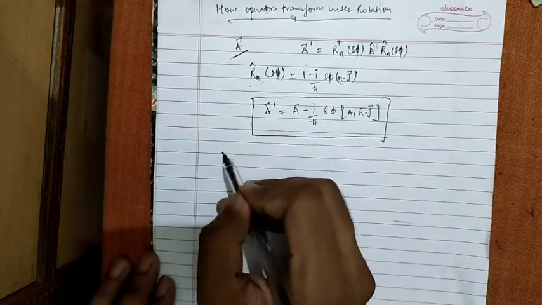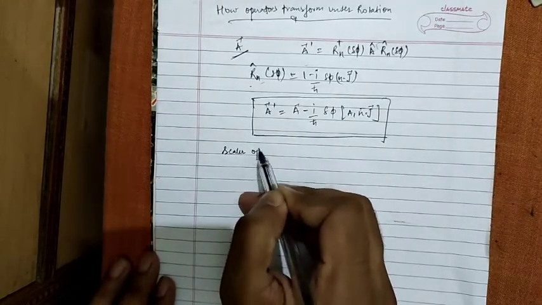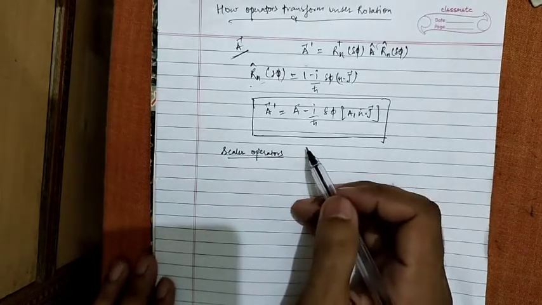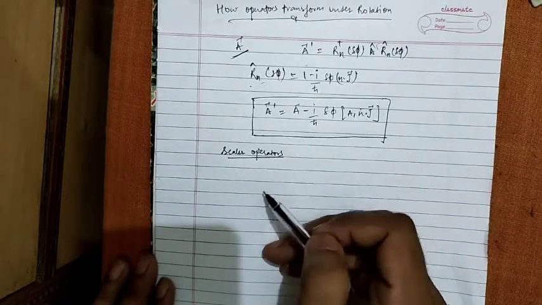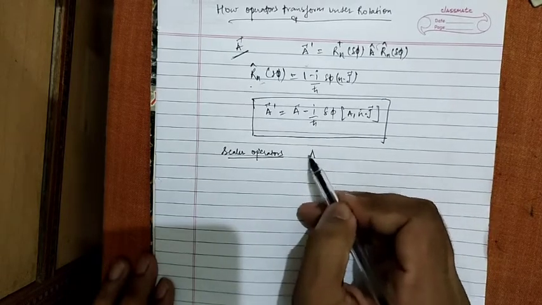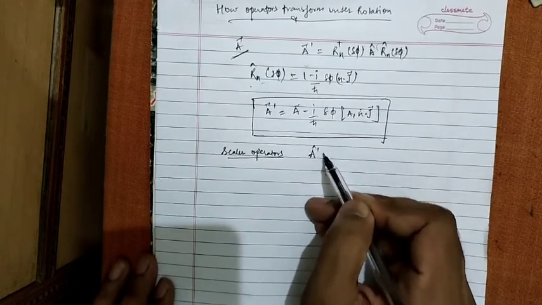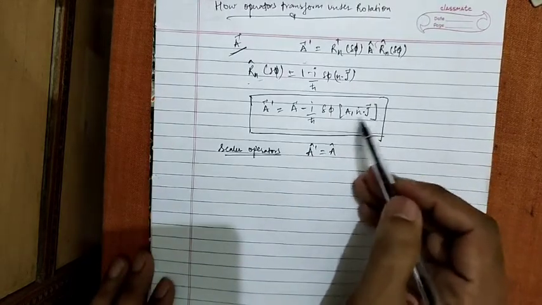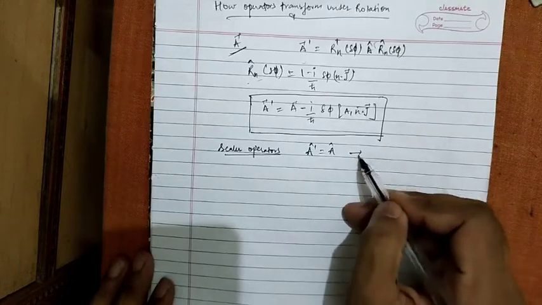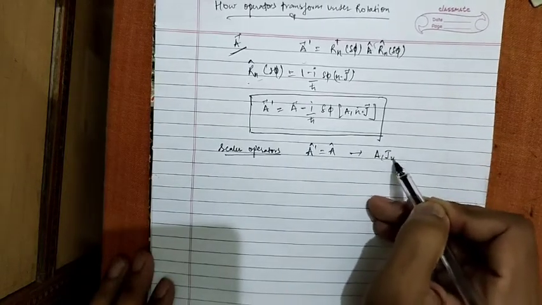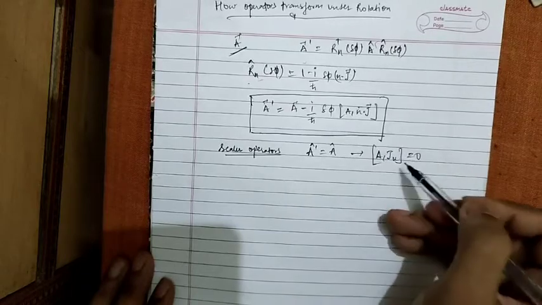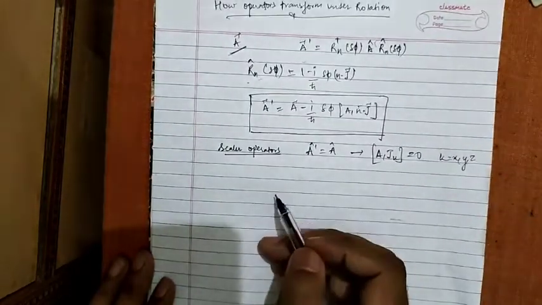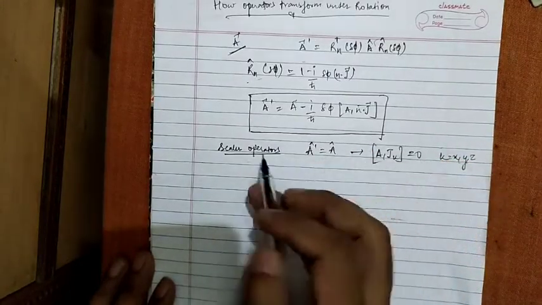Now first let's understand the scalar operators. Scalar operators remain invariant under rotation, meaning A dash is equal to A, which implies that they commute with the angular momentum operator. So we can say the commutation relation of A with Jk is equal to 0, where k stands for x, y and z. Now this is a simple operator.